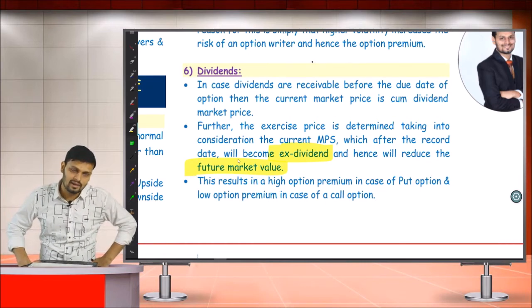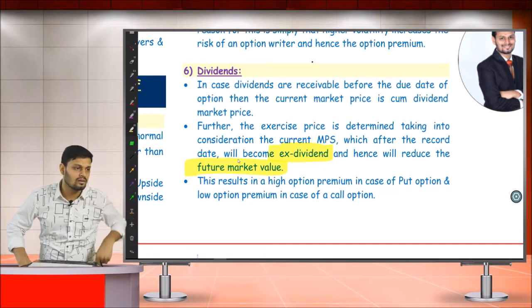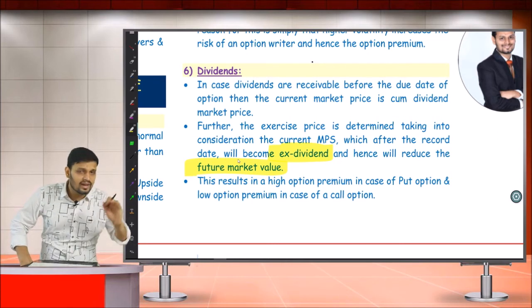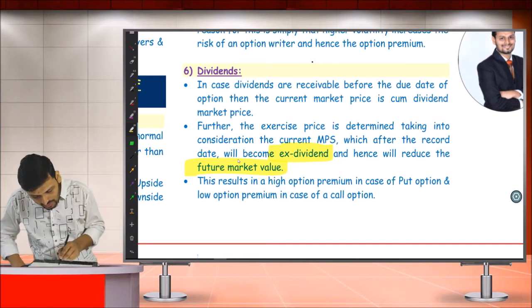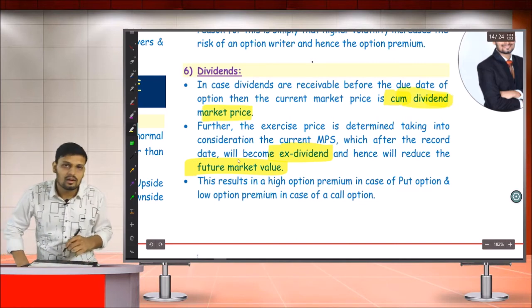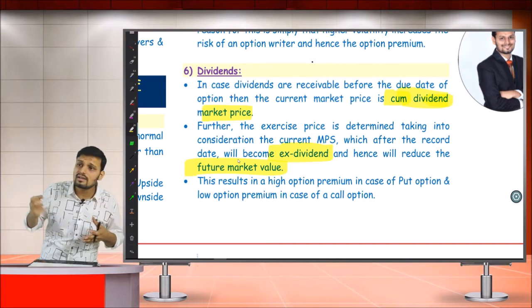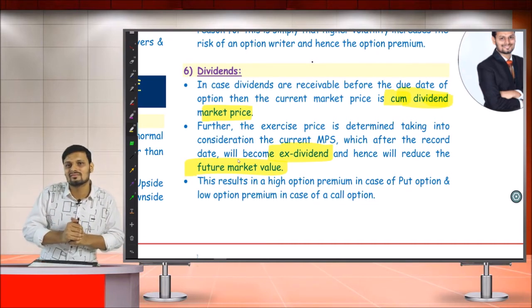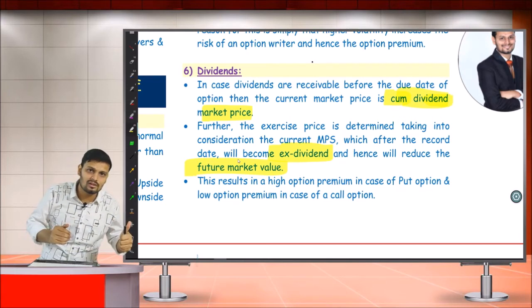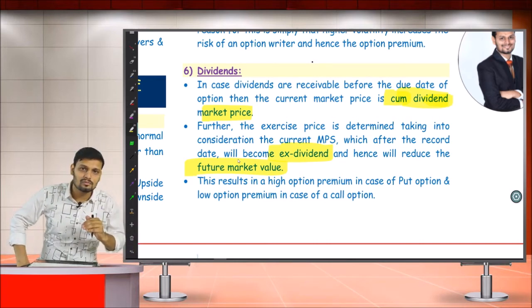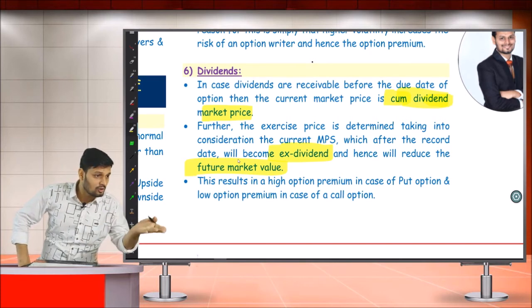When we are buying options, what is happening? Dividend is expected. So can I tell, if there is dividend expected, the price becomes cum dividend price. And as a buyer of option, as either a buyer of call option or a seller of put option. Sir, you told buyer of call option and you told seller of put option. Why, sir? You didn't tell buyer of put option. A buyer of put option is having the right to sell. He is not having the right to buy.